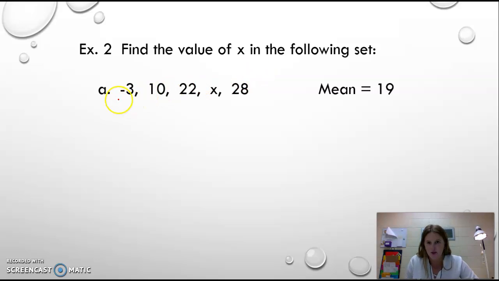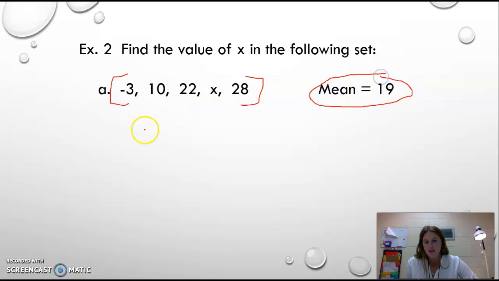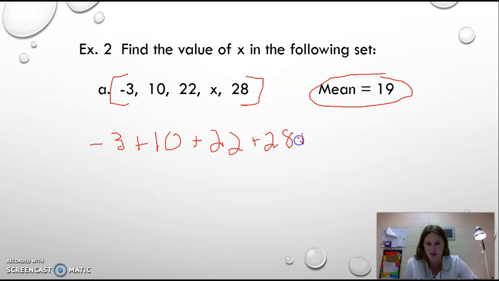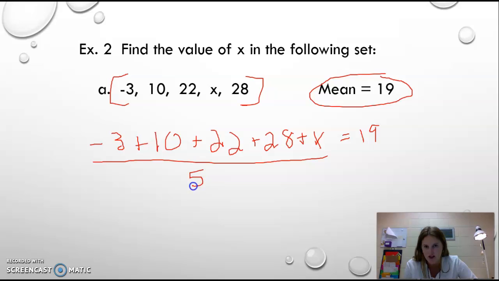Find the value of x in the following set. Here's our set. It is 5 numbers, and I gave you the average. The average is 19. This one has an x already, so I'm going to go with the algebraic method I showed you in method 1. So we have negative 3 plus 10 plus 22 plus 28, and I'm just putting the x on the end, equals 19, and don't forget to divide. Whenever you take an average, you divide by how many numbers you have. 1, 2, 3, 4, 5. I have 5 numbers, so I'm dividing by 5.